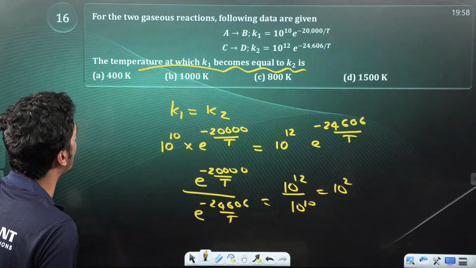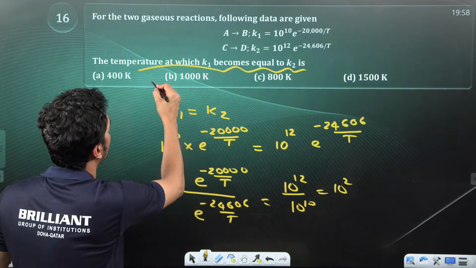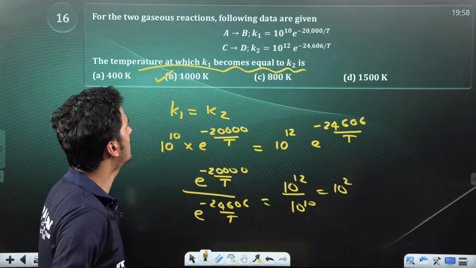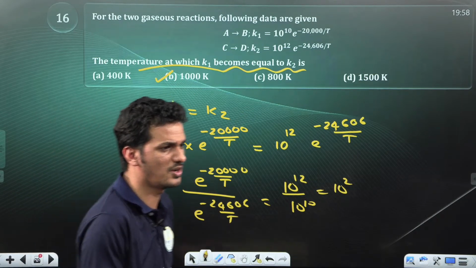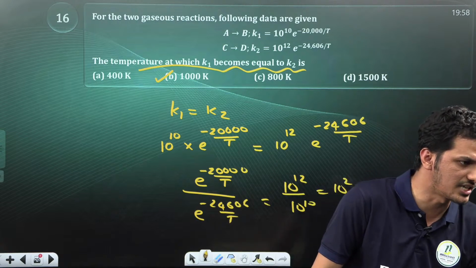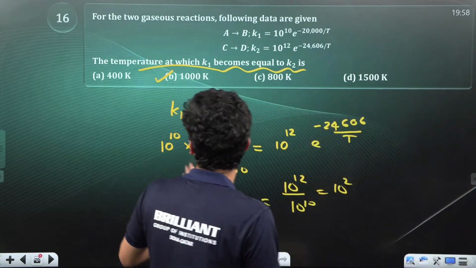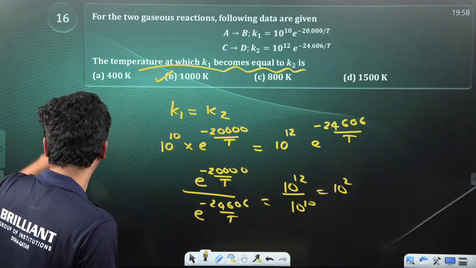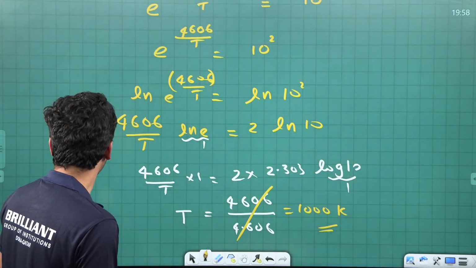Let's check, is there any option like that? Yes, 1000 Kelvin is there. This is the answer, 1000 Kelvin. I hope you got it, because if you increase the speed of mathematical things, it will be easy. Yes, Ashmita, correct. B is the answer, 1000 Kelvin. Now we can go to the next question, the 17th question.